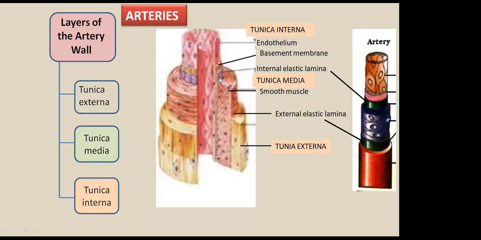Next layer is the tunica media. Tunica media is formed by rings of smooth muscles, especially the circular muscles. They are not the longitudinal muscles, okay? Tunica media is formed by rings of smooth muscles called circular muscles. And we can position the internal elastic lamina in another sense, that internal elastic lamina is forming the inner layer of tunica media. So I'll repeat again.